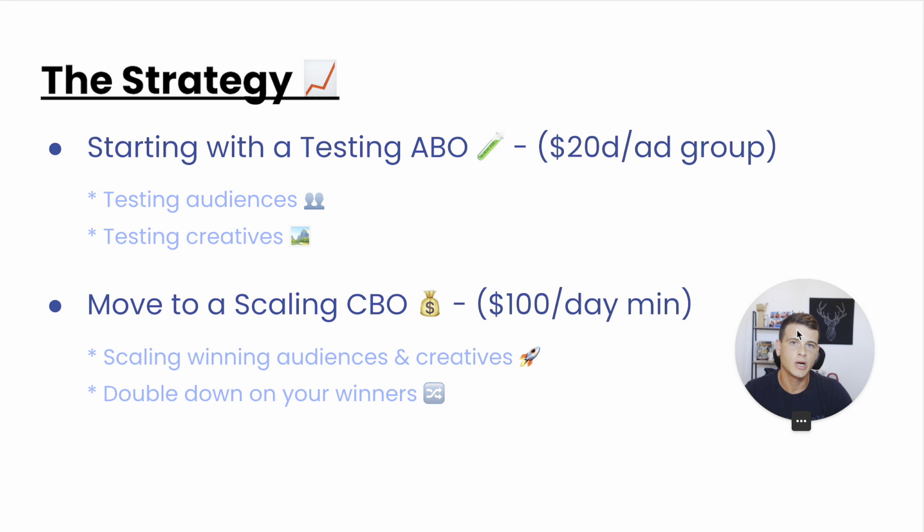Now, in terms of budget, the testing ABO will be using a minimum of $20 per day per ad group. The scaling CBO is going to be a minimum of $100 per day. This is the optimal budget to use for a scaling CBO.